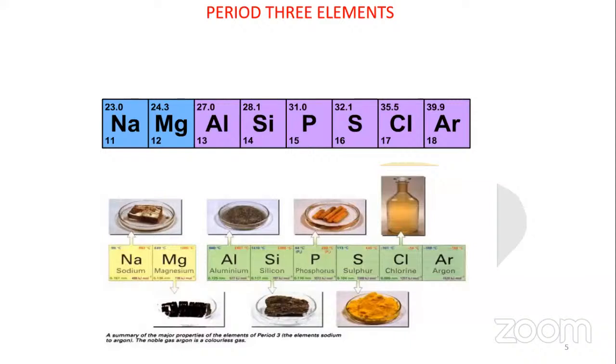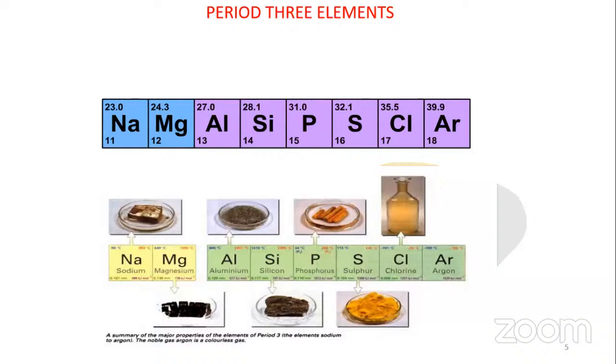Why are we using the period 3 elements? We are looking at the period 3 elements because these elements are more representative of the other elements. For instance, in period 3, we have the occurrence of a 3d orbital.